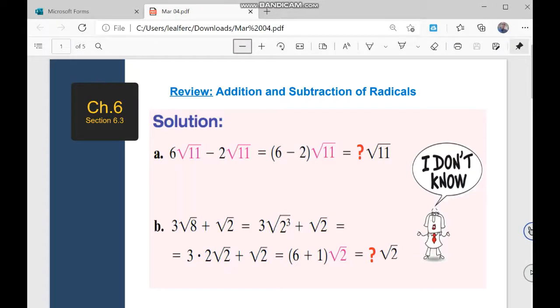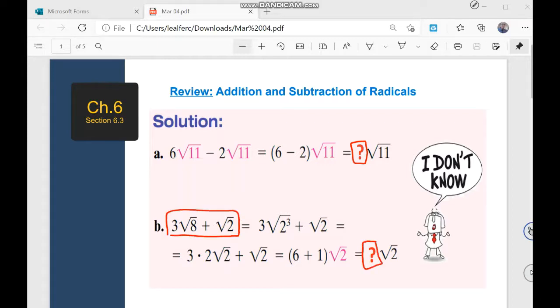Yesterday we worked on addition and subtraction of radicals. I want to know if you remember about yesterday. This is the objective of that slide. You have two questions. Letter A, 6 square root of 11 minus 2 square root of 11. What's the answer? What's the number that is missing here? And letter B, 3 square root of 8 plus square root of 2. What is the answer and the number that's missing here?